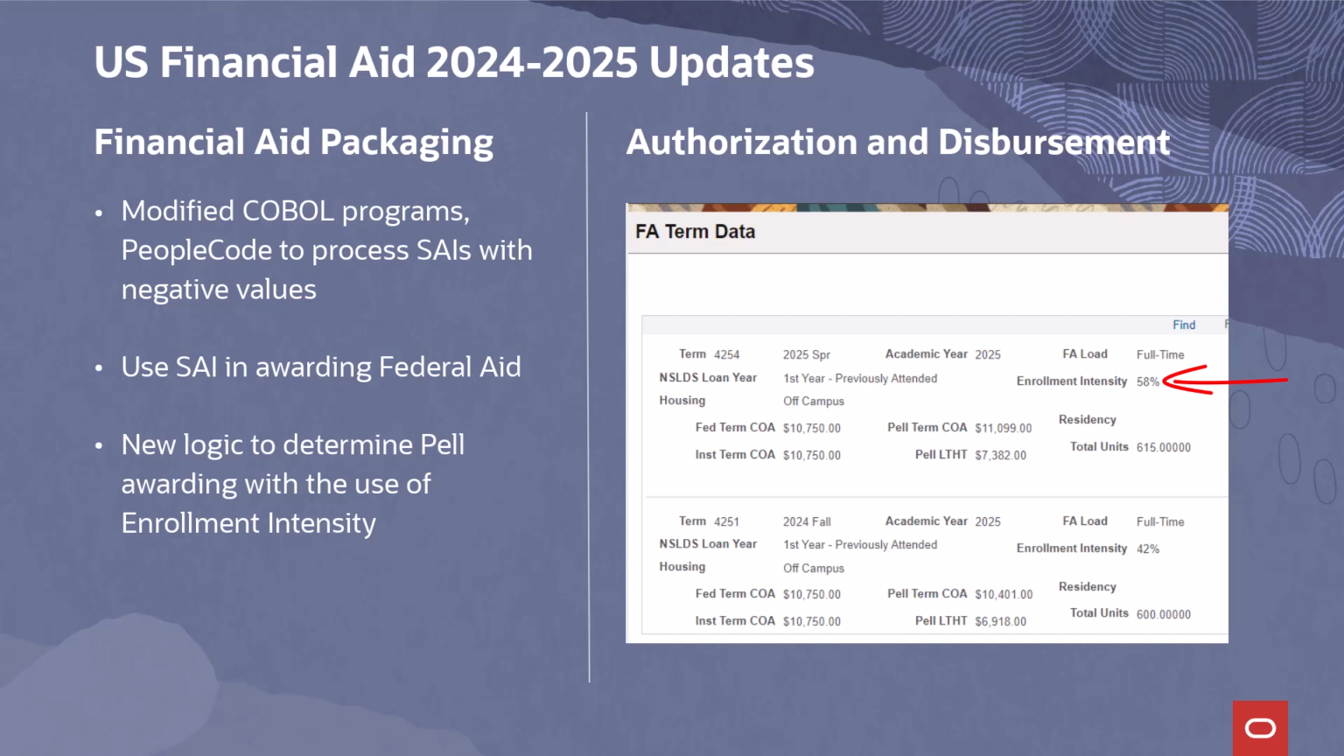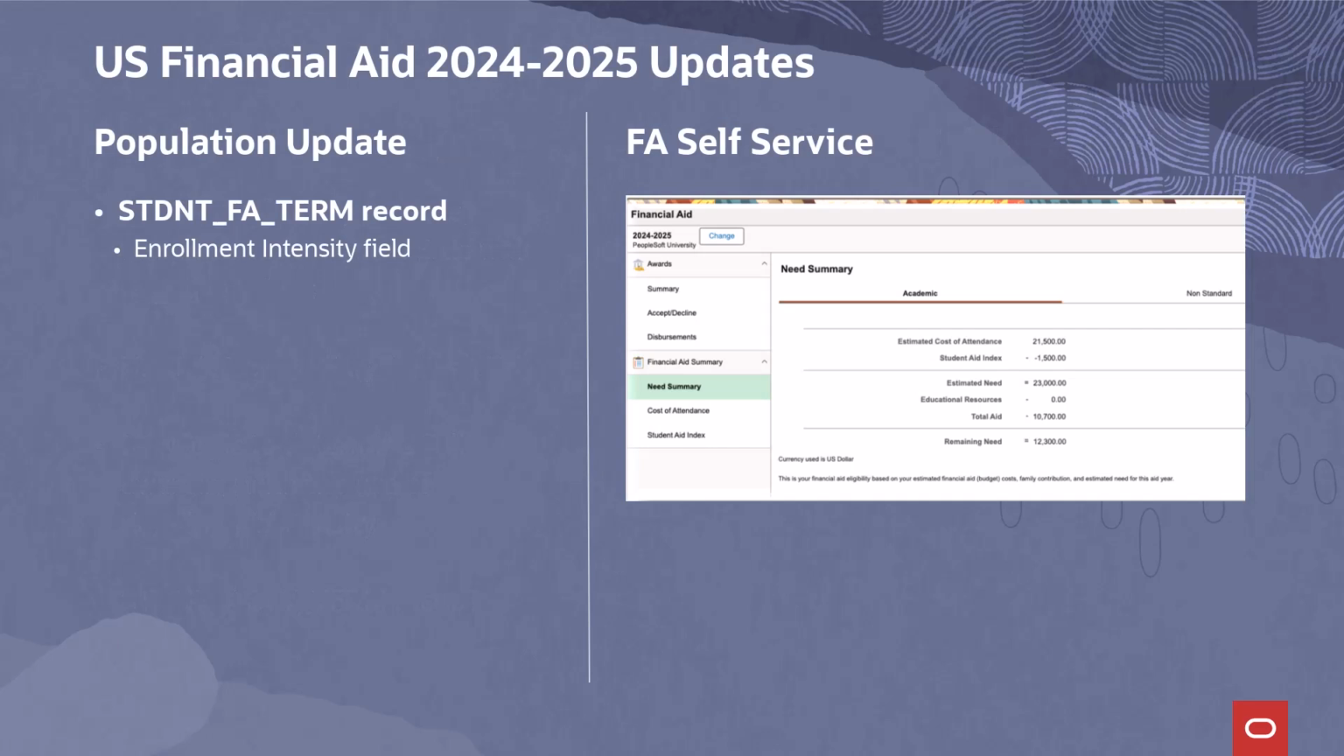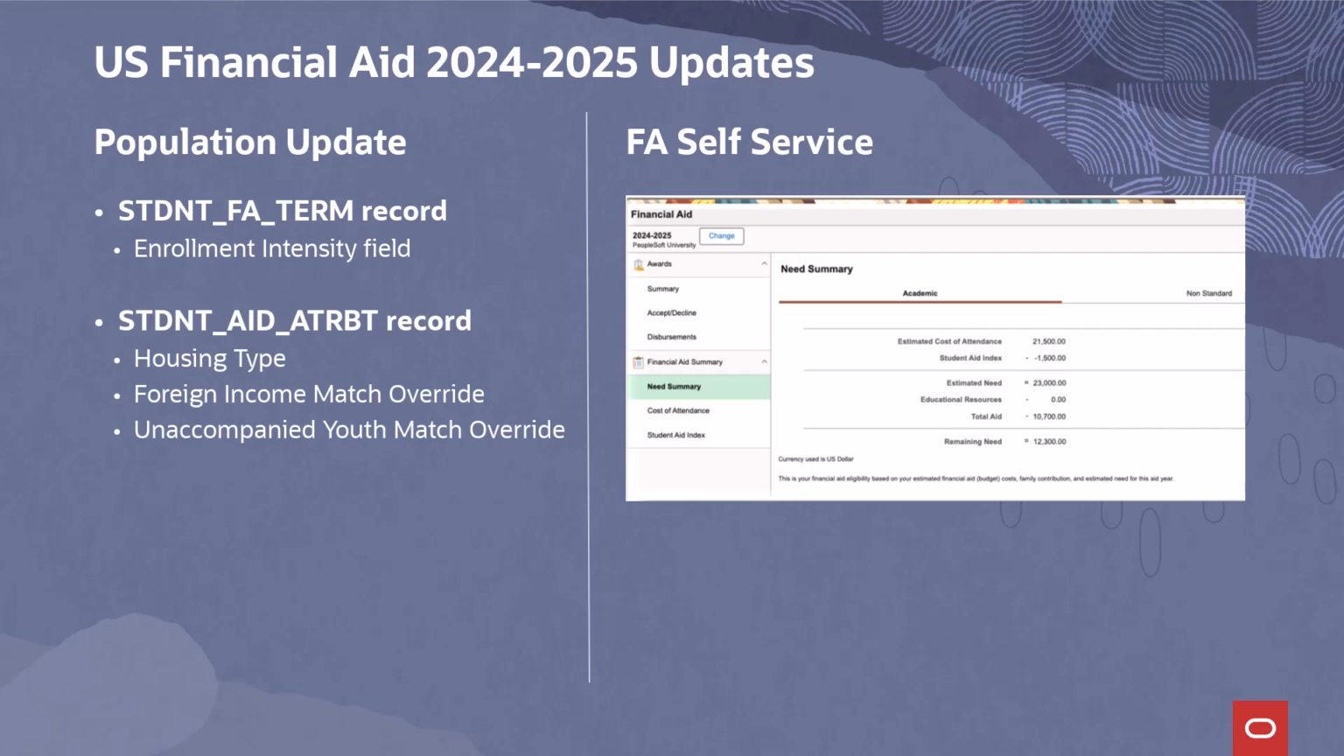The enrollment intensity field has been added to the View Award Activity page and the STDNT_ACTV_TERM record. In PUM Image 31, we have enhanced the Pop Update feature to make the following new fields available for update. The enrollment intensity field on the student FA term record, along with the housing type, foreign income match override, and unaccompanied youth match override fields on the student aid attribute record.